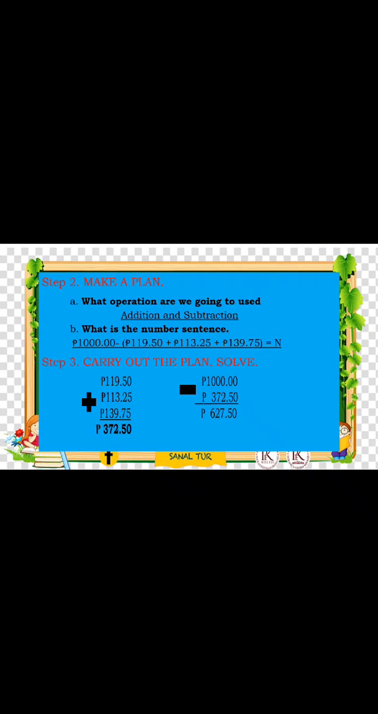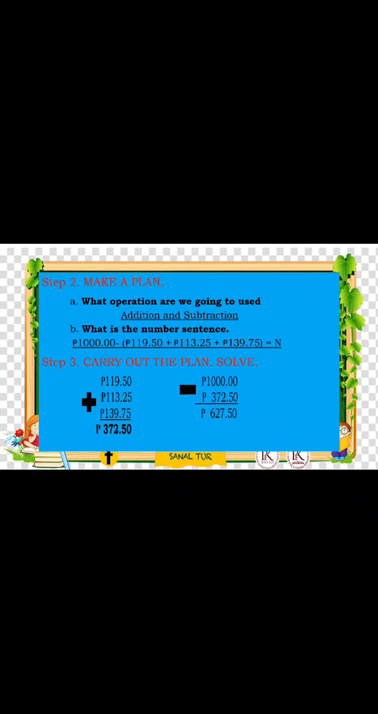Next step, that is step 3. We already have the plan. So what are we going to do with the plan in step 3? Carry out the plan. How are we going to carry out the plan? We are going to solve. Okay, so first step, we add all the amount. That is 119 and 50 centavos, 113 and 25 centavos, and 139 and 75 centavos.